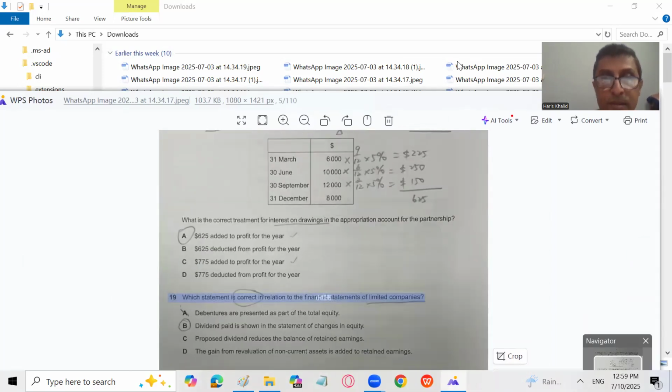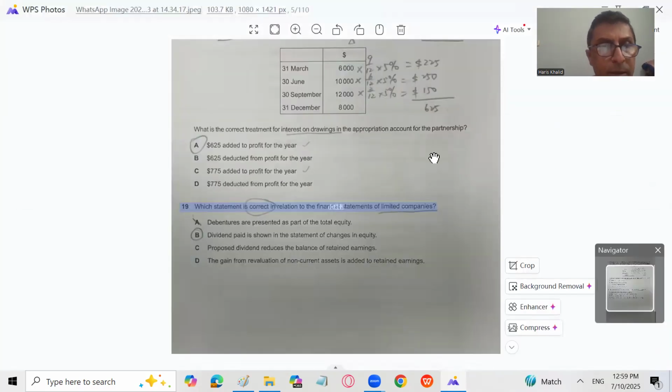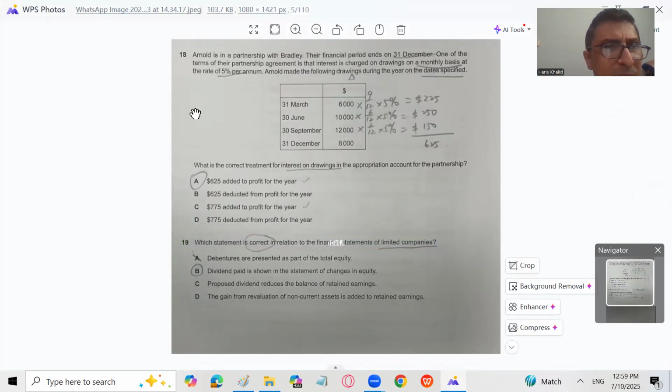Okay. Let's move forward. Just a minute. Okay. So Amold is a partner with Bradley. The financial period ends on 31st December. One of the terms of their partnership agreement is that interest is charged on drawings on a monthly basis at the rate of 5% per annum. Amold made the following drawings during that year on the dates specified.